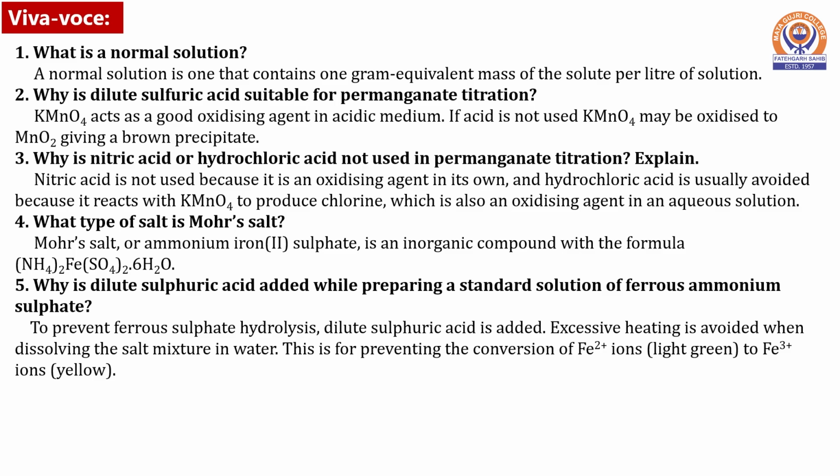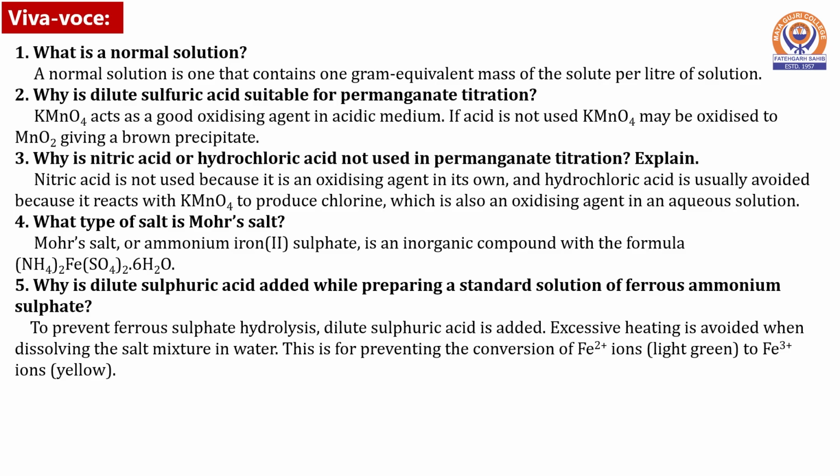Why is nitric acid or hydrochloric acid not used in this titration? Nitric acid is not used because it is an oxidizing agent on its own, and hydrochloric acid is usually avoided because it reacts with KMnO4 to produce chlorine, which is also an oxidizing agent in an aqueous solution. What type of salt is Mohr salt? Mohr salt is an inorganic compound with the formula ammonium sulfate, ferrous sulfate, 6 moles of water. So it is a double salt.